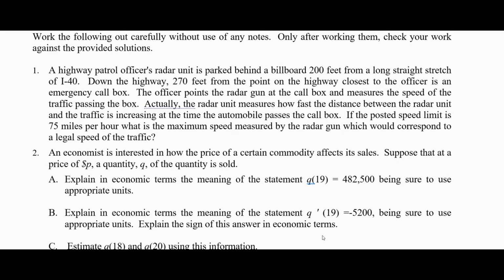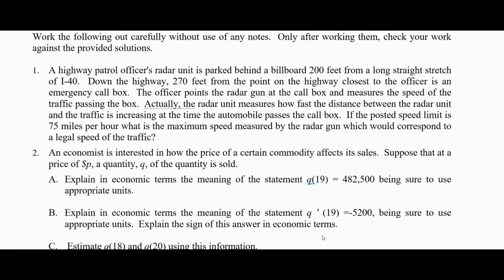So number one, a highway patrol officer's radar unit is parked behind a billboard 200 feet from a long straight stretch of Interstate 40. Down the highway 270 feet from the point on the highway closest to the officer is an emergency call box. The officer points the radar gun at the cars, but just by the call box, and measures the speed of the traffic passing by the box.